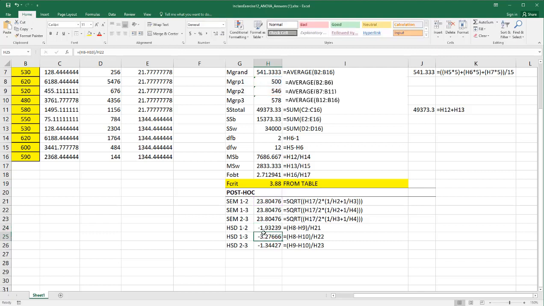And then we do that same thing when we compare group 1 to group 3. It's simply the mean for group 1 minus the mean for group 3, and then we divide by the appropriate error term. And then we would do the same thing for group 2 versus group 3. So we do all pairwise comparisons here.